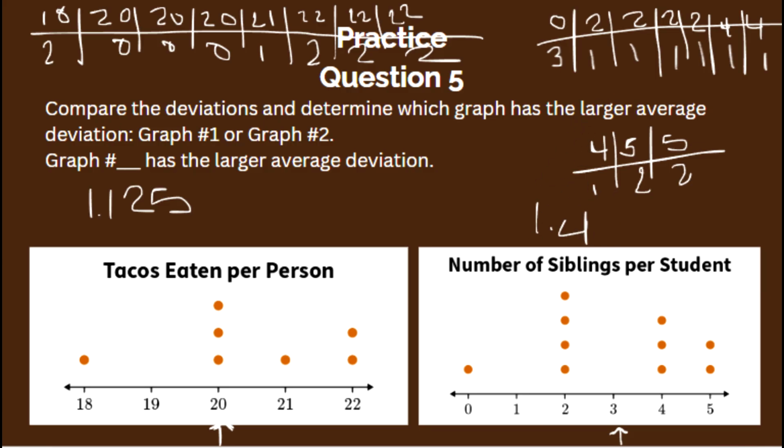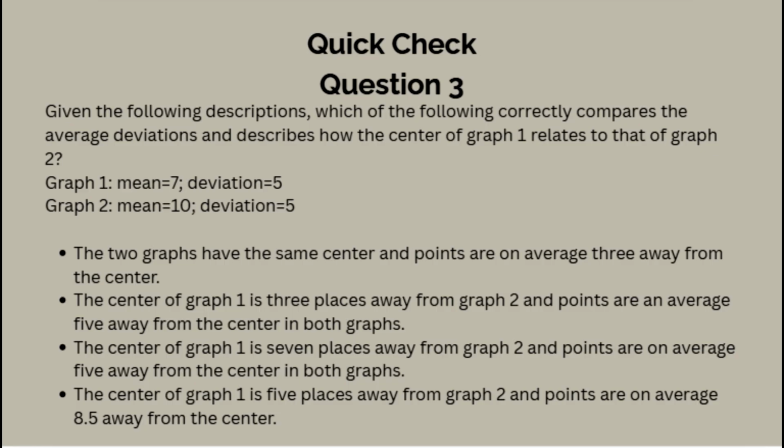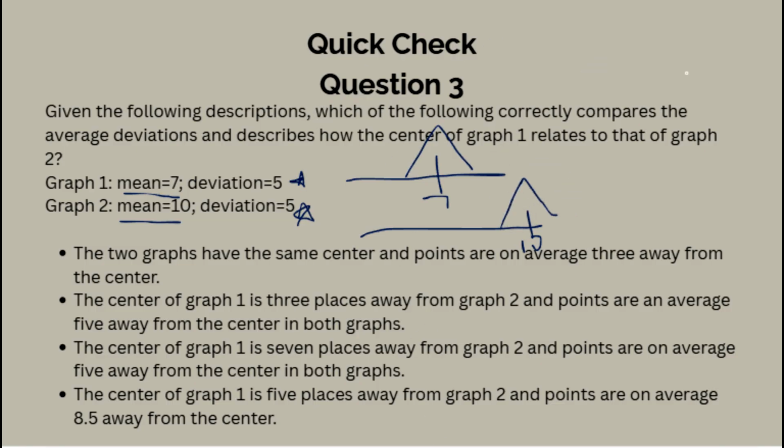Okay, here is quick check question number 3. Given the following descriptions, which of the following correctly compares the average deviations and describes how the center of graph 1 relates to that of graph 2? The mean on graph 1 is 7 and on graph 2 it's 10, and they have the same deviations. So what that's going to mean is just like what we looked at before. One is going to have a center at 7 and one is going to have a center at 10, but they're going to be equally spread out. Okay, so find the correct answer.